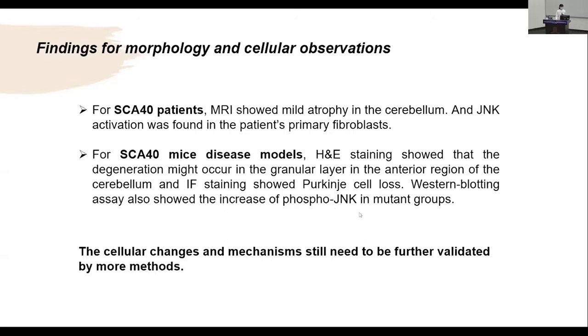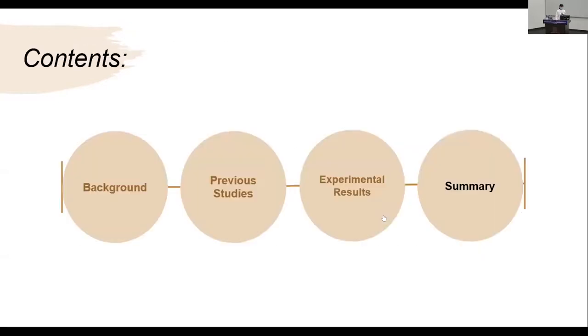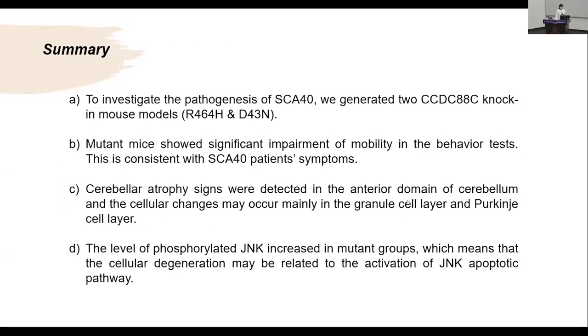Actually, the experiments are not finished yet, and the cellular changes and the mechanisms still need to be further validated by more methods. In summary, to investigate the pathogenesis of SCA40, we generated two CCDC88C knock-in mouse models. The mutant mice showed significant impairment of mobility in behavior tests. Cerebellar atrophy was detected in the anterior domain of the cerebellum, and the cellular changes may occur mainly in the granular cell layer and Purkinje cell layer. The level of phosphorylated JNK increased in mutant groups, which means that the cellular degeneration may be related to the activation of the JNK apoptotic pathway.